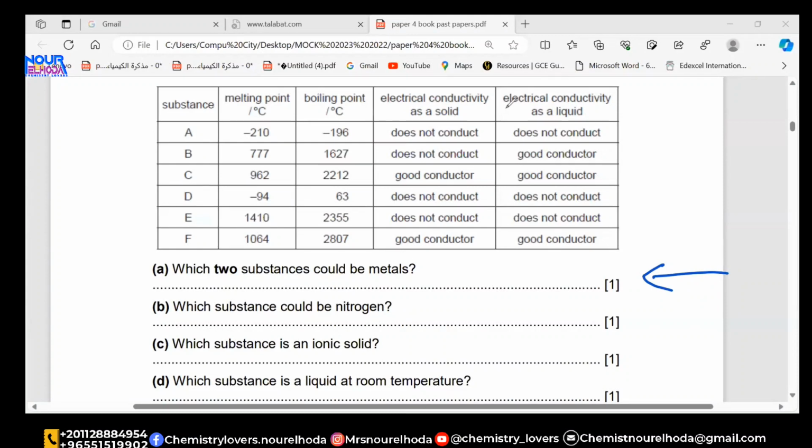Which letter? A, B, C, D, E, F. Which ones? I need two substances. So I will search for a substance that has a high melting or boiling point. Or I will also search for a substance that conducts electricity all the time.